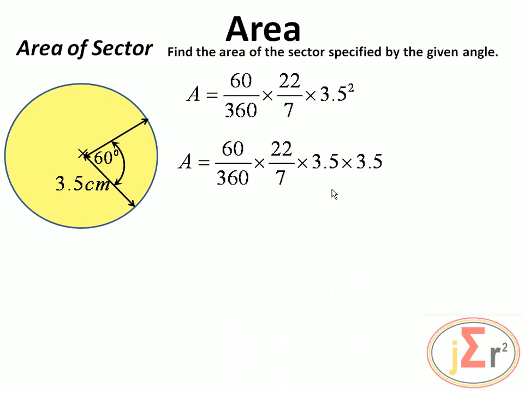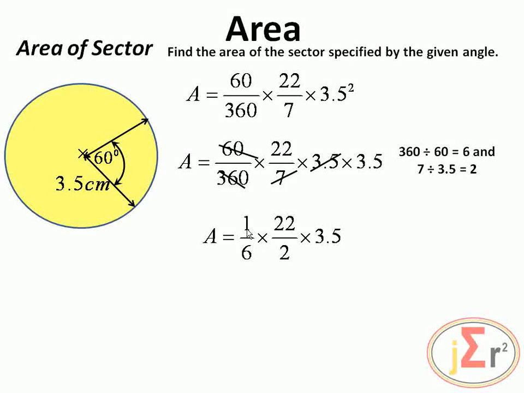Right. And of course, when we square, we multiply the 3.5 by itself, and we are going to do our reduction. So we are reducing these, and we are reducing these. And of course, we know that 3.5 is a half of 7. So 3.5 into 7 is 2. So we have 360 divided by 60 is 6. And 7 divided by 3.5 is 2. So this will give 1/6 like we have right there. And this will give a 2 right there, because 3.5 will go into 7 2 times. And of course, that is what we have left.